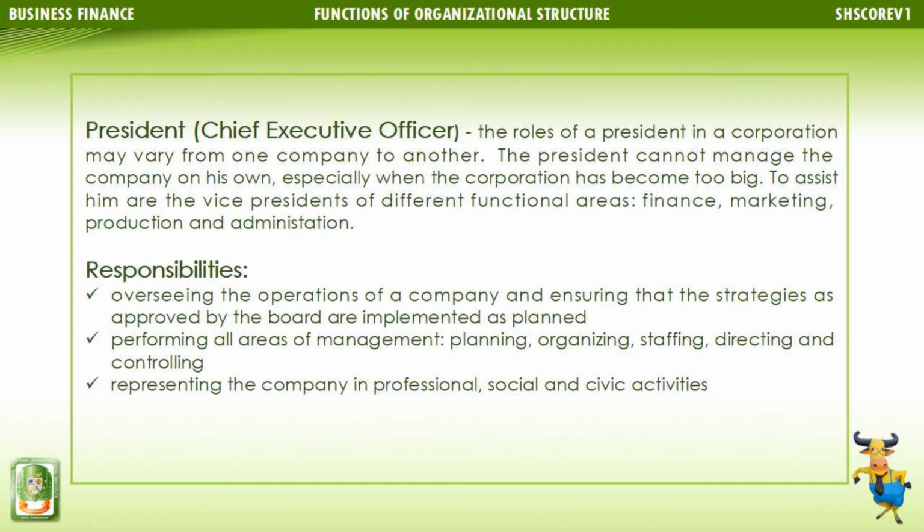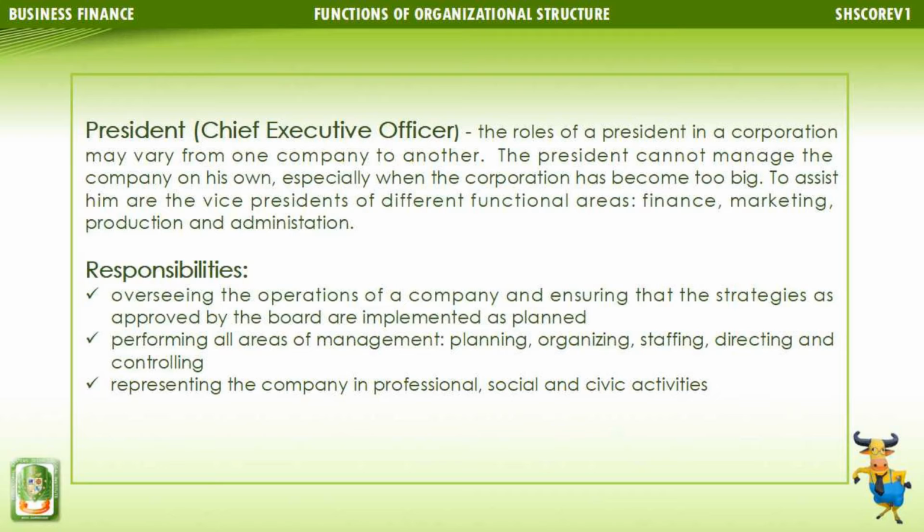President or the Chief Executive Officer. The roles of a president in a corporation may vary from one company to another. The president cannot manage the company on his own, especially when the corporation has become too big. To assist him are the vice presidents of different functional areas: finance, marketing, production, and administration.